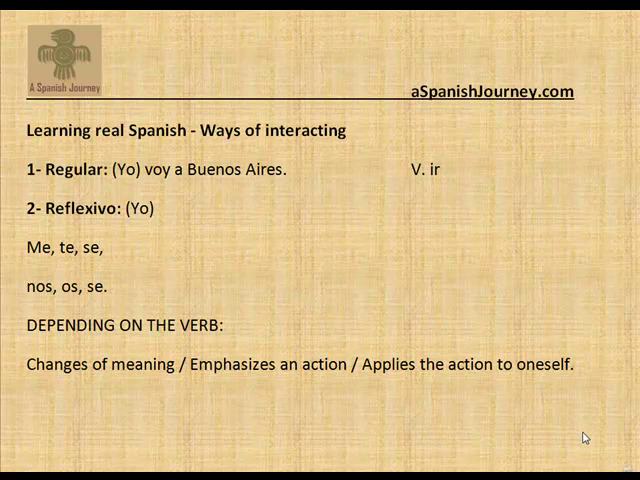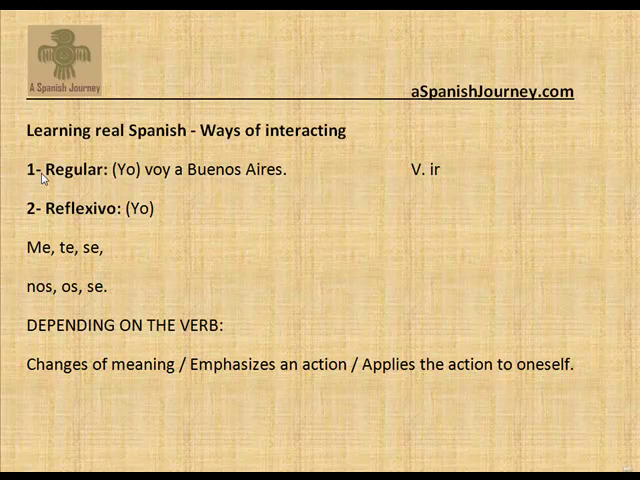The second way of interacting in Spanish would be using the reflexive pronoun. For that, we're going to use me for I, te for you, se for he, she, or you formal, nos for us, os for you plural, commonly used in Spain, se for you plural, and they. The reflexive pronoun usually will change something of the verb. It will either change the meaning of it, will emphasize the action of the verb, or will apply the verb to oneself, meaning apply the action to oneself.